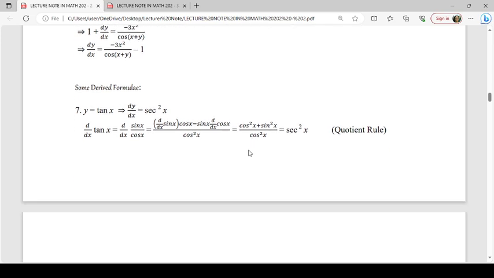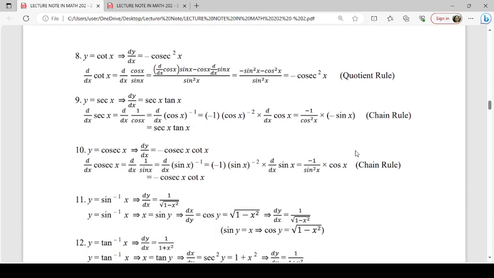Now these are some examples. y is equal to 10x. This we applied, we explained in the quotient rule. Then this is also the quotient rule. Cot x, d/dx of cot x is cos x by sin x. So the denominator is sin x, so sin square x. Then d/dx of cos x into sin x minus cos x into d/dx of sin x, so it is minus cos square x.